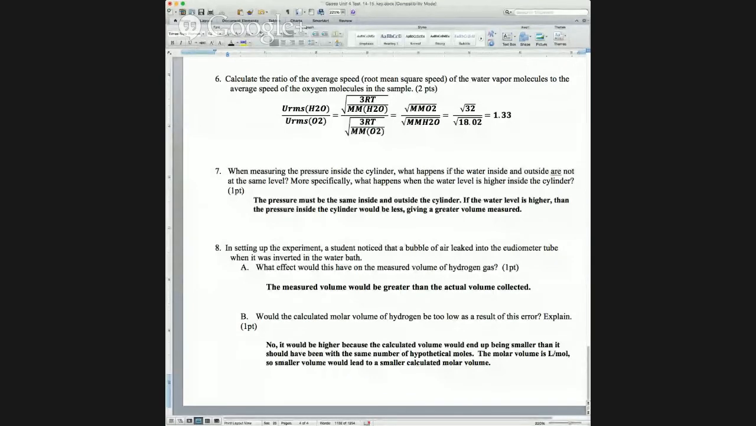When measuring the pressure inside the cylinder, what happens if the water inside and outside are not at the same level? More specifically, what happens when the water level is higher inside the cylinder? Okay, so basically, I'm going to draw this too. A picture doesn't hurt. I say that. My drawings are so bad, they just might hurt. We're going to give it a shot anyhow. Okay, so 7 and 8, free response 7 and 8, are the lab error questions.